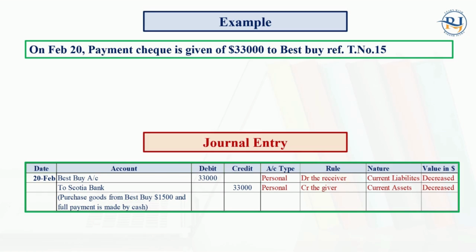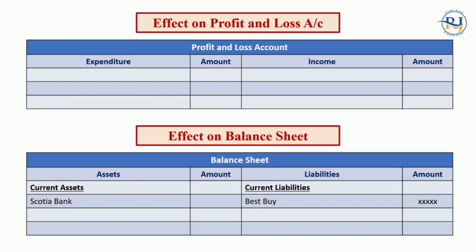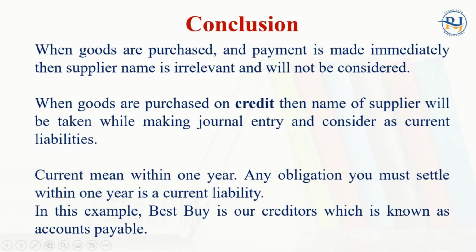What will be the effect of this journal entry on the profit and loss account and balance sheet, which is in front of you? On the profit and loss account, there will be no effect, but on the balance sheet, there will be an effect on the asset side as well as on the liability side with the same amount. Under the asset side, Scotiabank will come under the current assets, and Best Buy will come under the current liability.